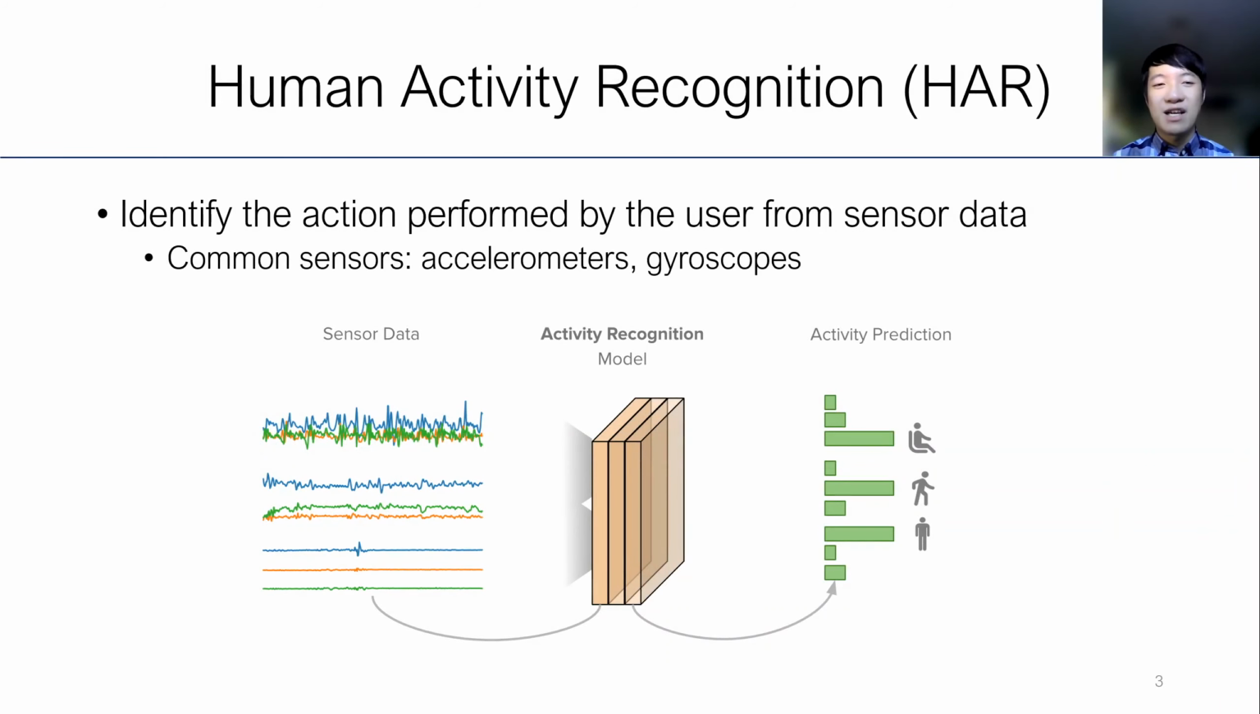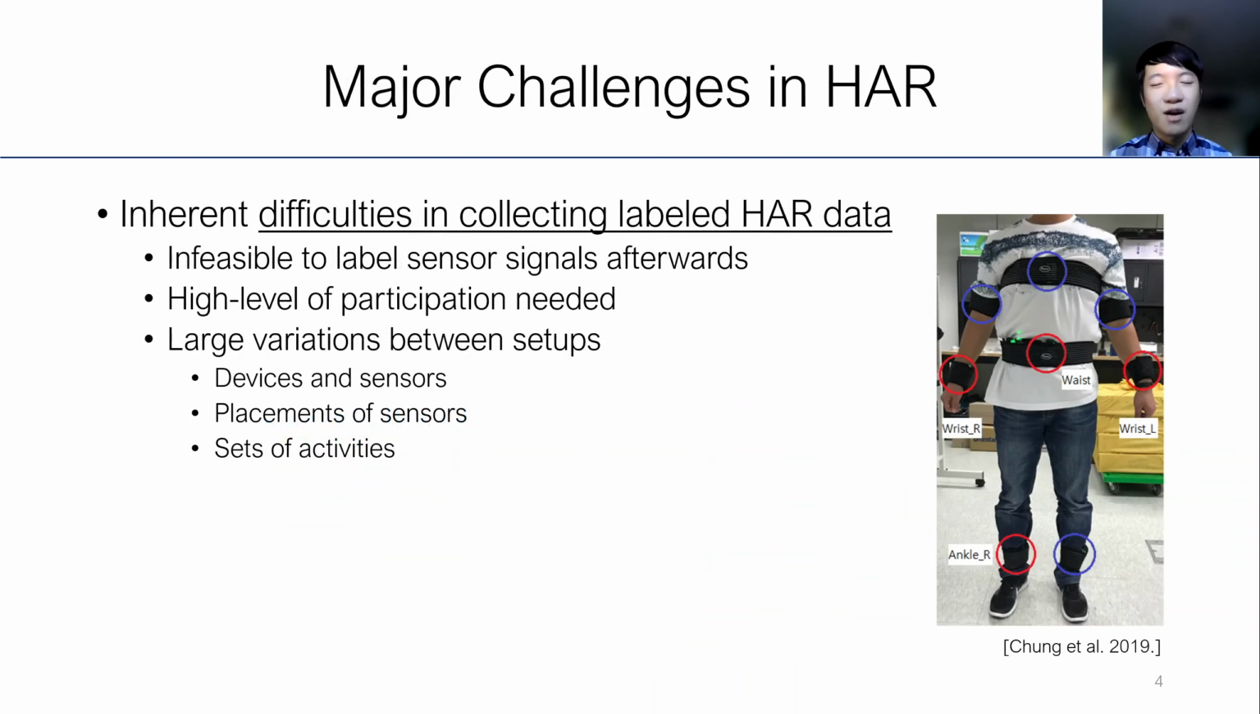Human activity recognition, HAR, is the task of identifying what the user is doing, such as whether the user is running or walking, from sensor data. These sensors are commonly found in mobile devices, such as accelerometers and gyroscopes. However, there are many challenges in HAR.